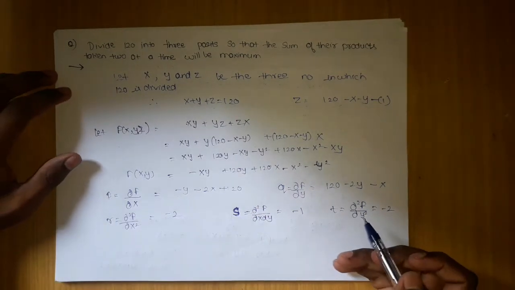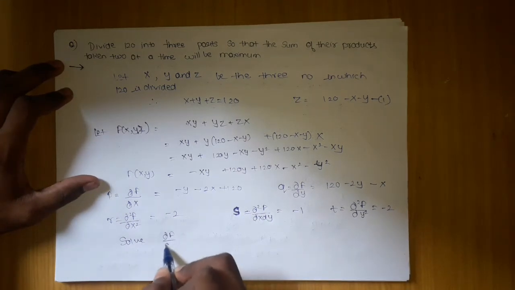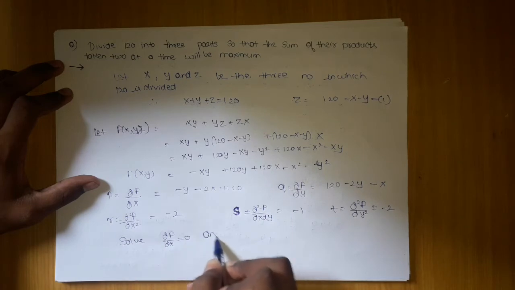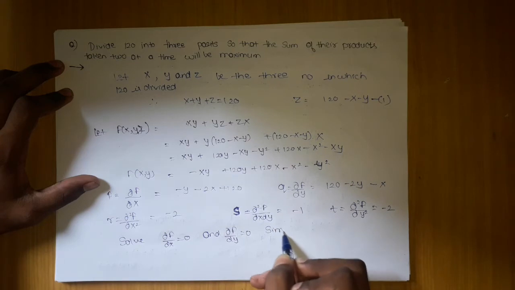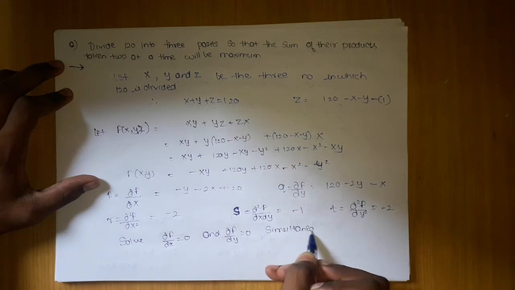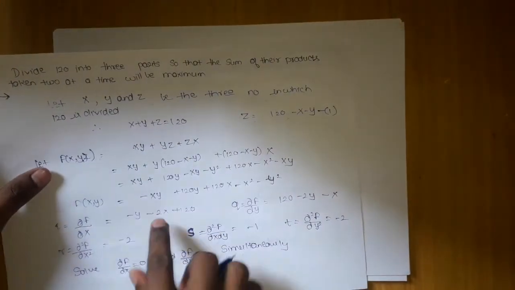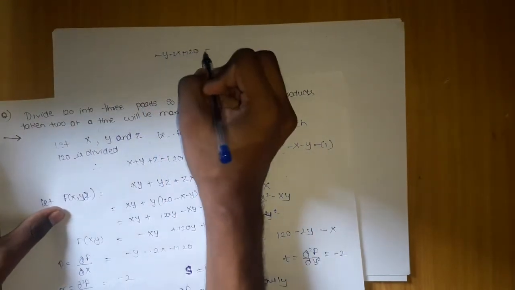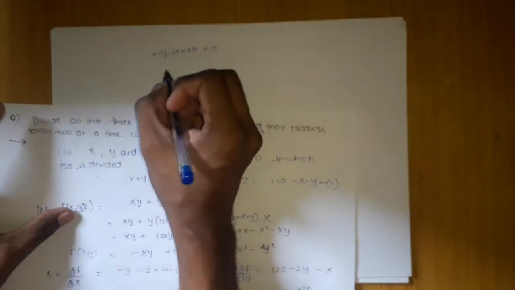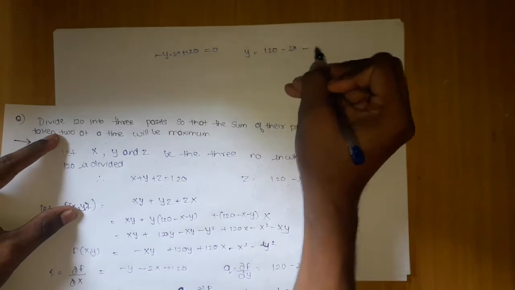Now what we are going to do, we are going to solve ∂f/∂x equals 0 and ∂f/∂y equals 0 simultaneously. If I do that, what we have here is our equation: minus y minus 2x plus 120, which should be equal to 0. And if you see, we are getting y value as 120 minus 2x, which we will keep as 1.